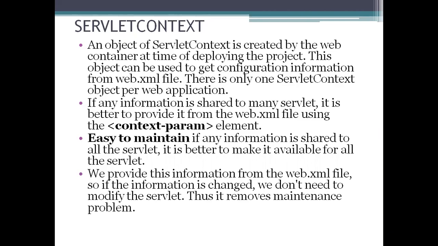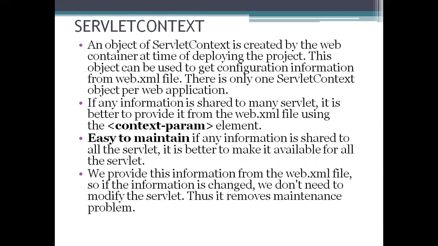Whenever the web application is deployed in the server, the web container first reads the web.xml, that is the deployment descriptor file, and it immediately creates the servlet context object without waiting for a request. The web container creates one servlet context object for one web application. If 10 web applications are deployed in the server, then the container creates 10 servlet context objects. Servlet context object is one for each web application per JVM.